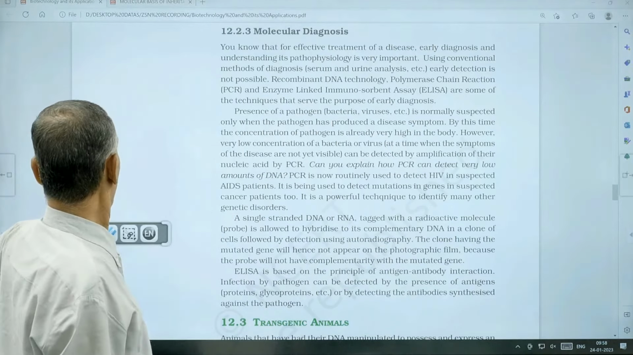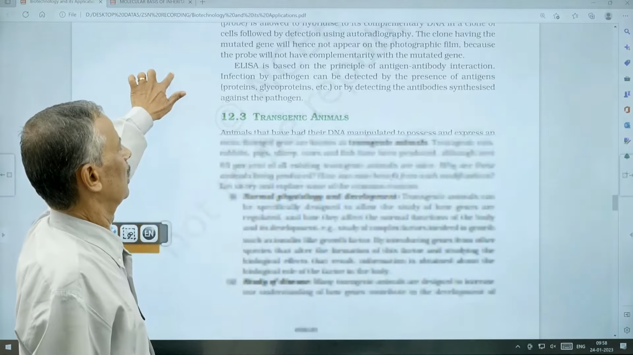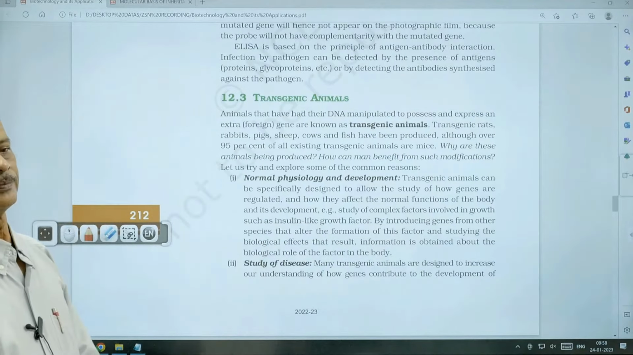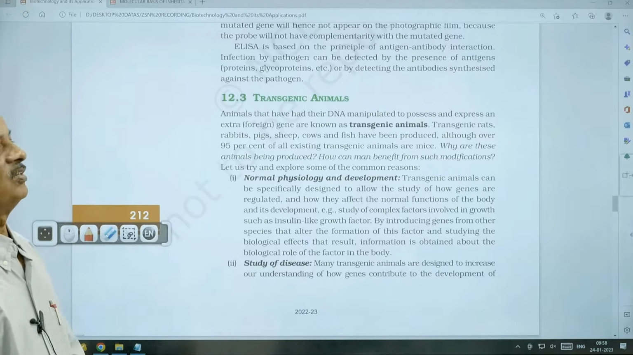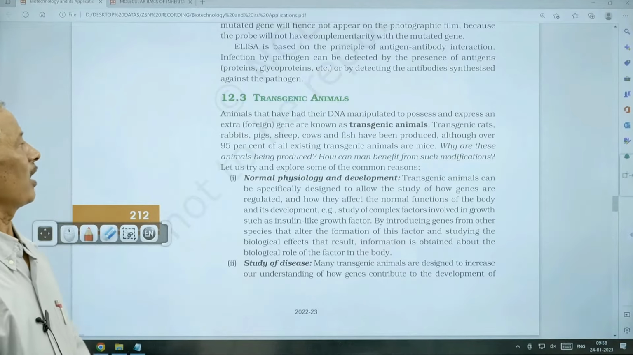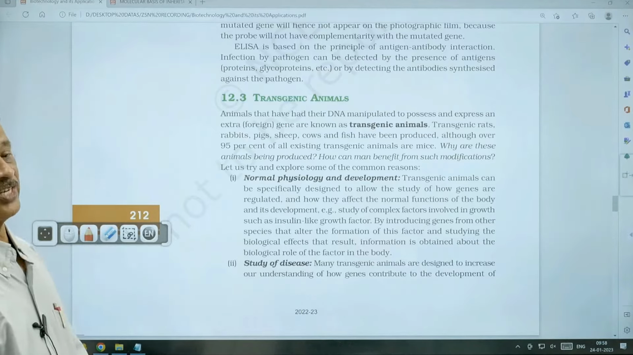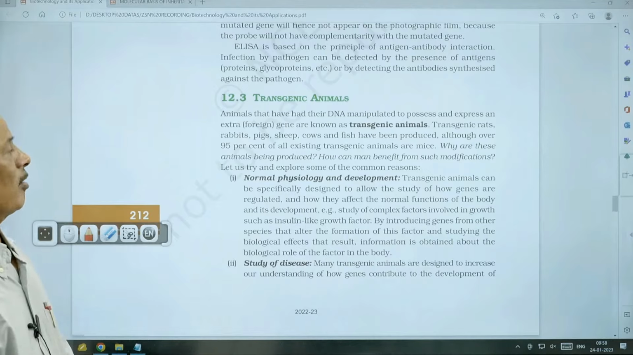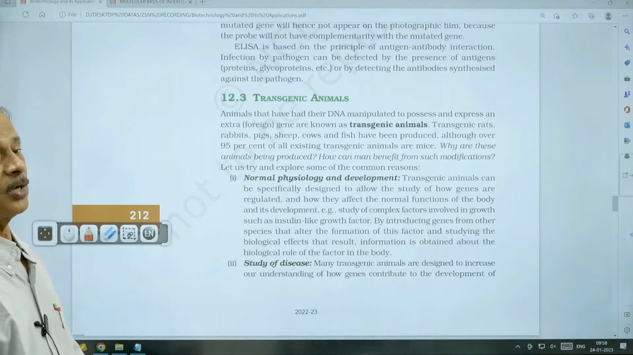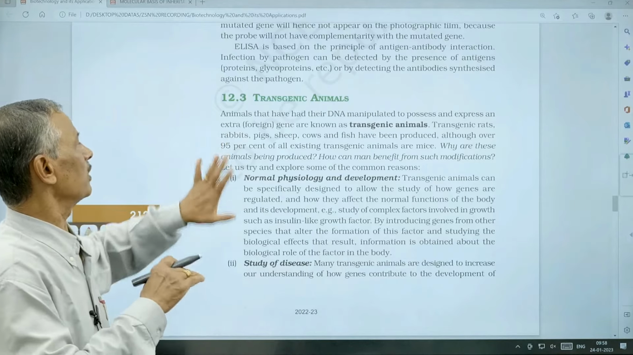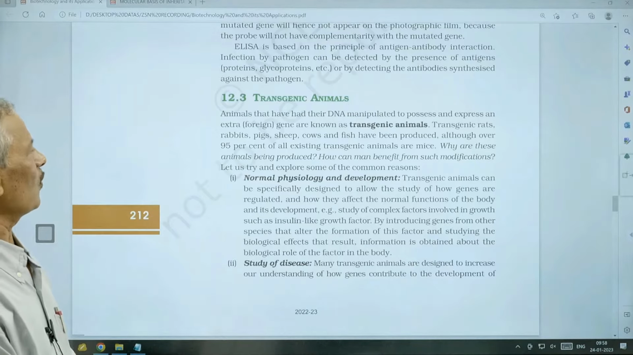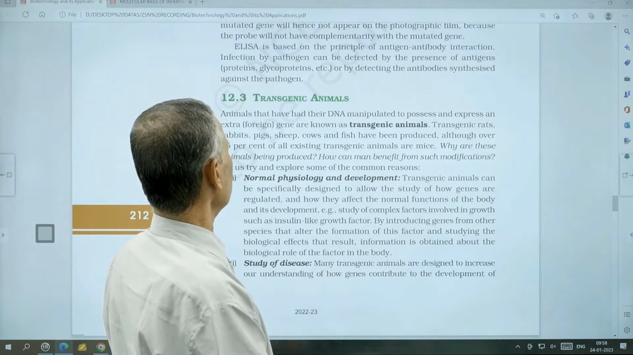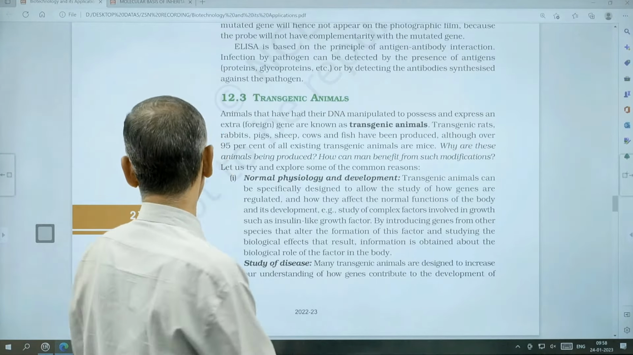Now, we are also using genetic engineering for preparing animals, which are generally called transgenic animals. What is a transgenic animal? An animal whose genetic makeup is genetically altered. So, how is it altered? Because it is made to carry a foreign, an extra gene. We have successfully introduced a foreign gene of our desired character to them. Such animals are called transgenic animals.